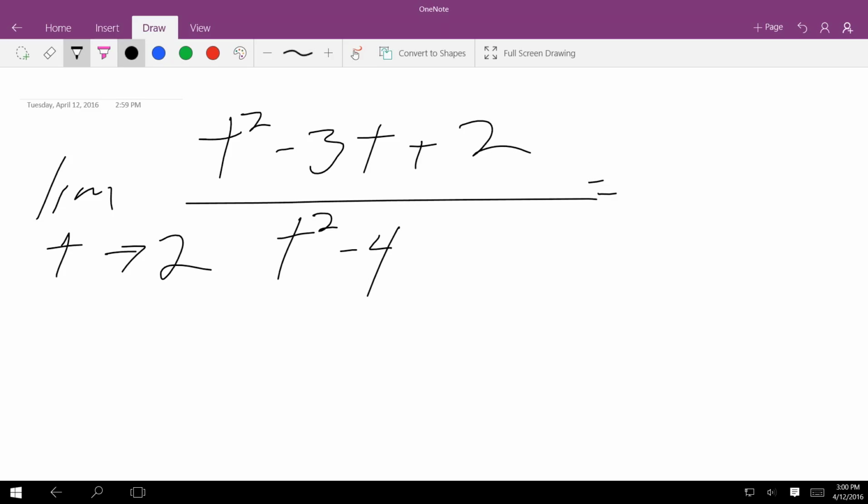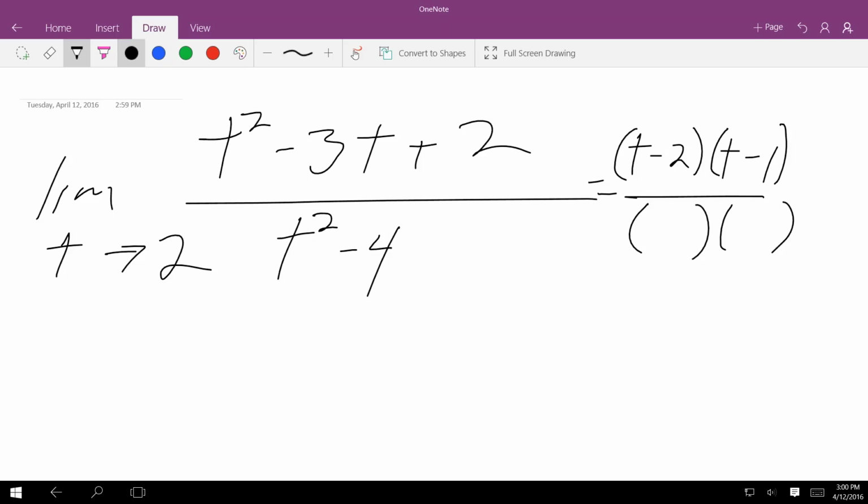What's the top factored? So t minus 2 and t minus 1. The bottom? t minus 2, sorry, t plus 2 and t minus 2.